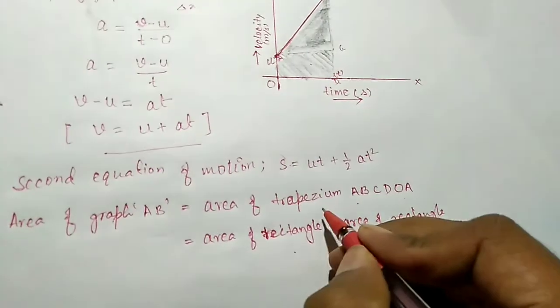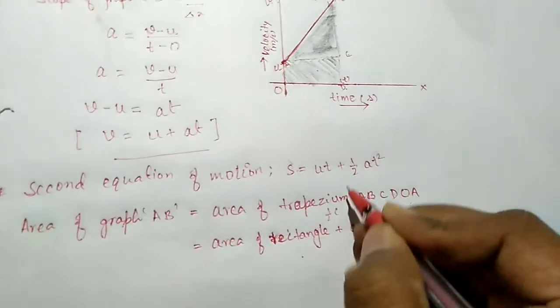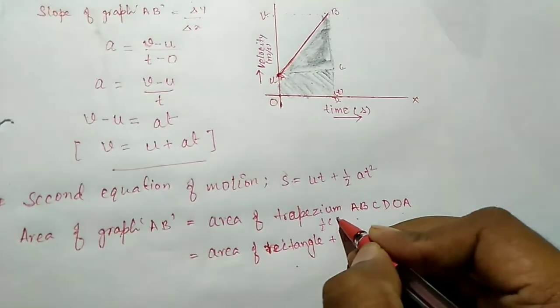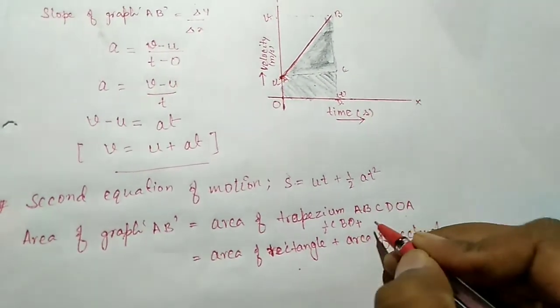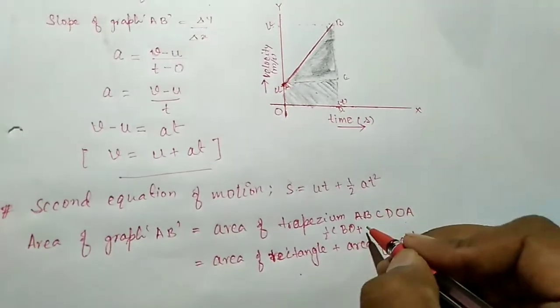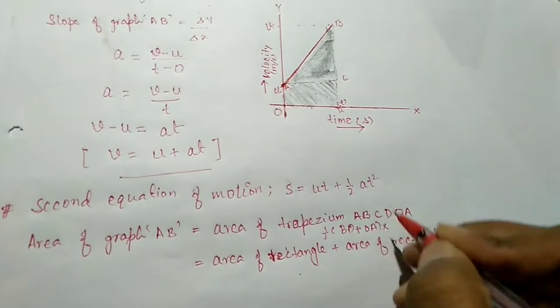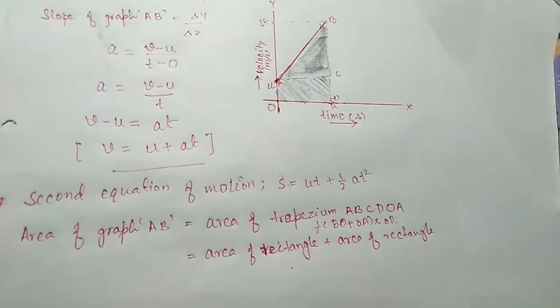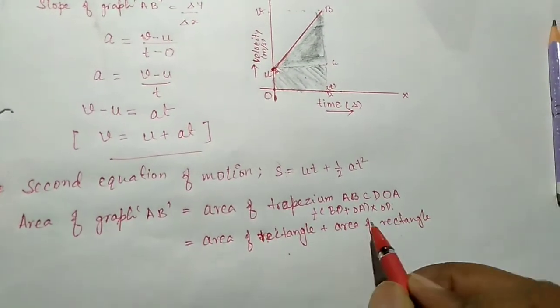If you want to use the area of trapezium, you can also use the same. That equation says the half sum of perpendicular sides, that is BD plus OA, multiplied by the perpendicular distance, meaning OD. You can also use this one, or you can split in this form.